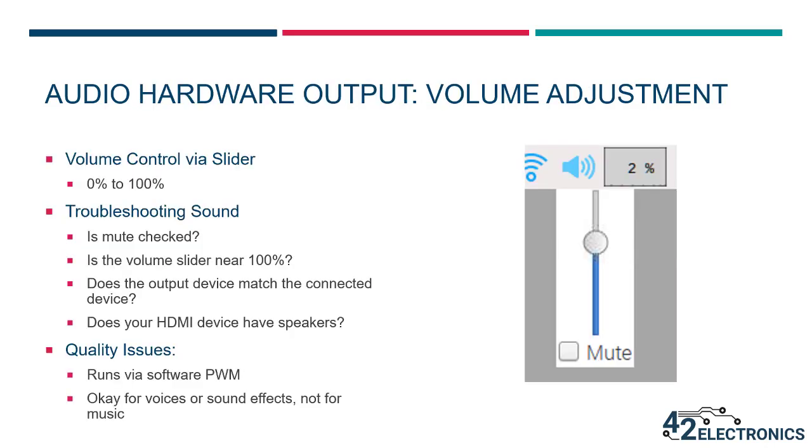The output volume level can be adjusted by left-clicking the audio icon and adjusting the slider up and down. The top of the slider is 100% volume and the bottom is 0%. There's also a mute checkbox that will automatically make the output level 0%.